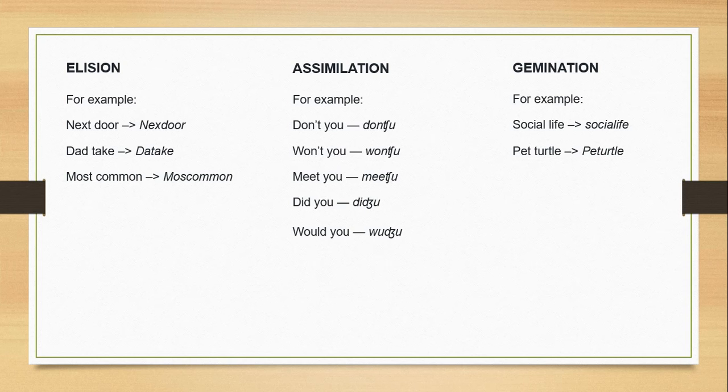And finally, the last connected speech is geminates. Geminates are like twins, two same sounds back to back. Often, when one word ends with the same letter as the beginning of the next word, you should connect the two words in your speech. For example, social life, we can connect them in social life. Pet turtle, we can connect them in pet turtle.